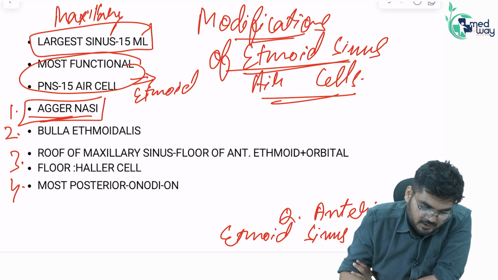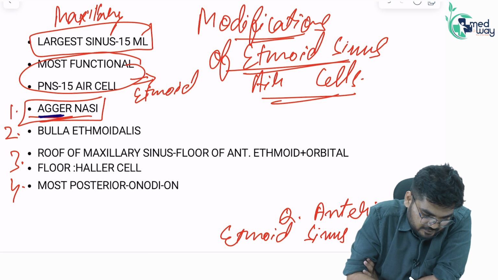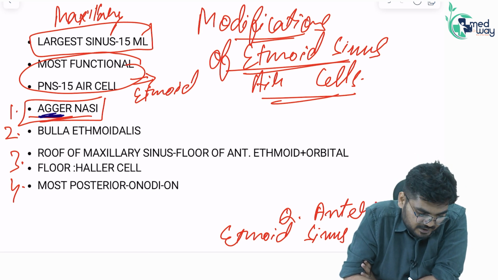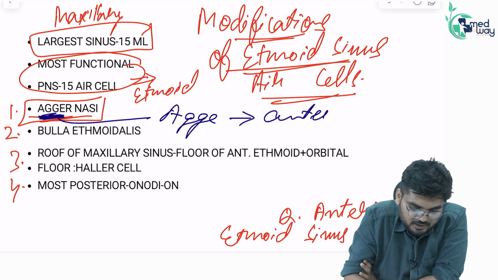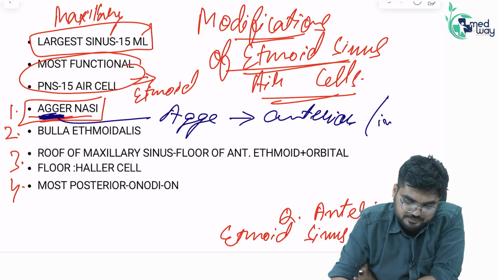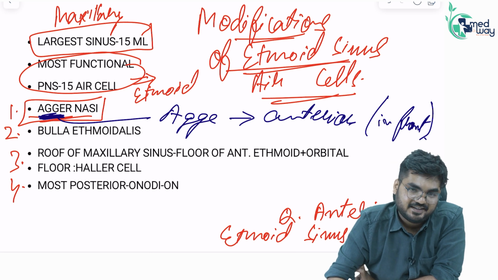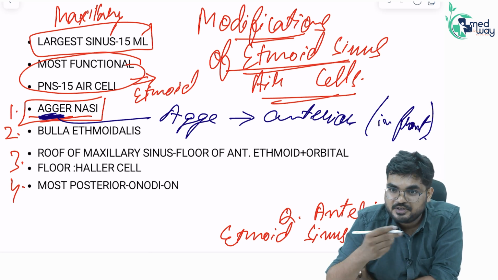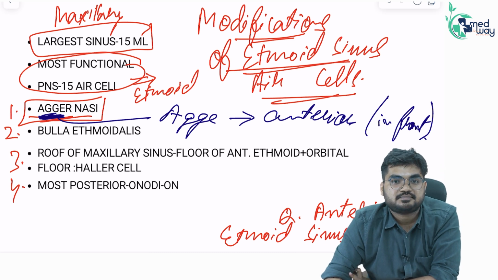Can you see this word, aage? For the people who understand Hindi, aage means in front, anterior. Aage matlab aage. Anterior, in front. How do I remember it? I remember it in this way. Agger nasi cell, aage means in front. It is the anterior most ethmoidal air cell.